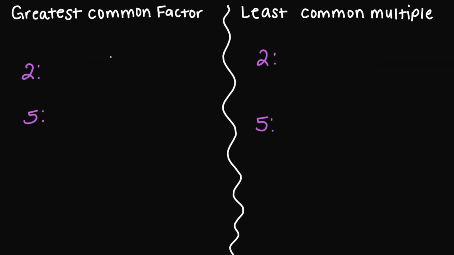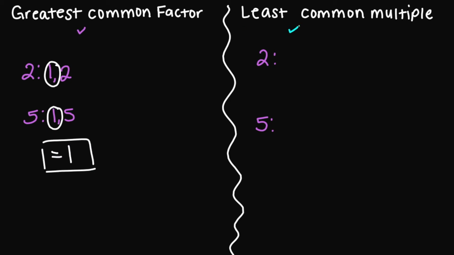So let's try 2 and 5. Let's look for the greatest common factor between 2 and 5. Numbers that when multiplied together, we have 1 times 2. And for 5, we have 1 times 5. The greatest common factor between 2 and 5 is going to be the number 1. So your GCF in this example is going to be 1.